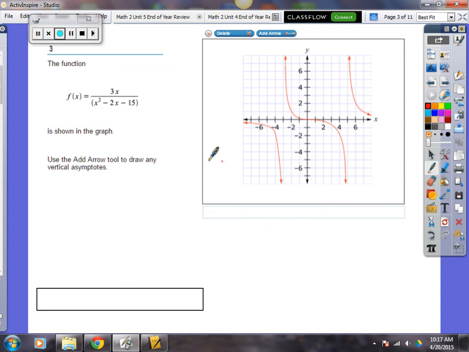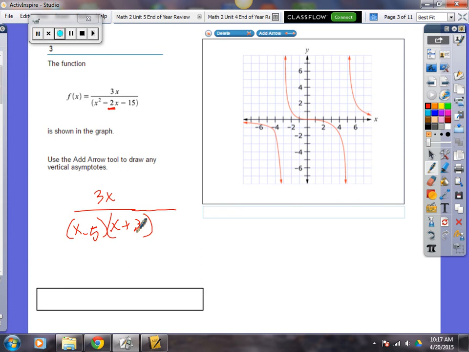So let's take this denominator and factor it. What multiplies and gives you a 15, but at the same time adds and gives you a 2? So if you change the denominator to make it factored form, it's going to be x plus 5 times x minus 3.